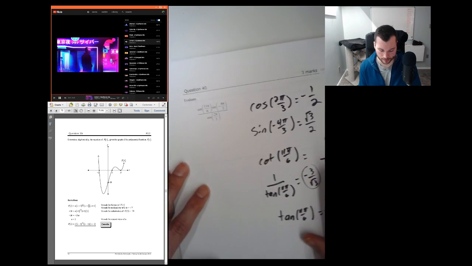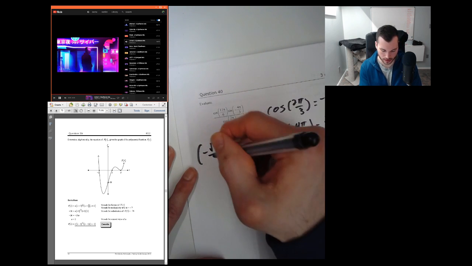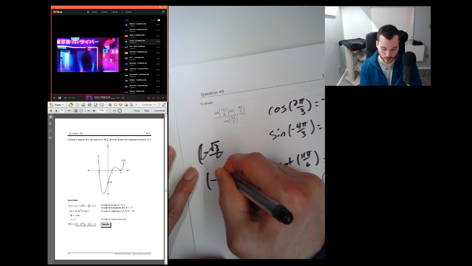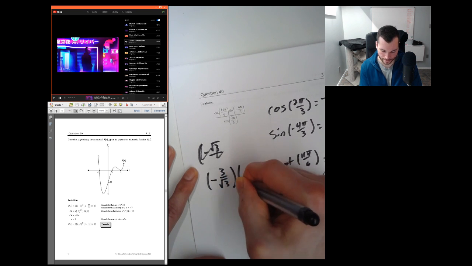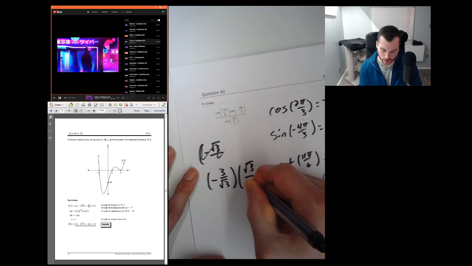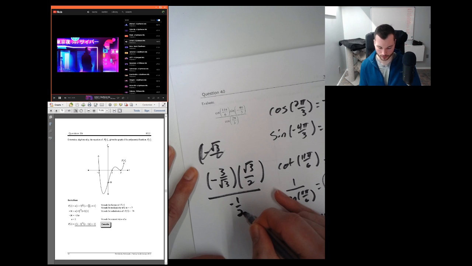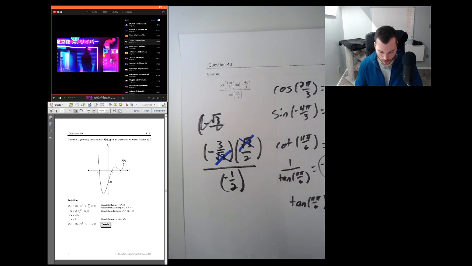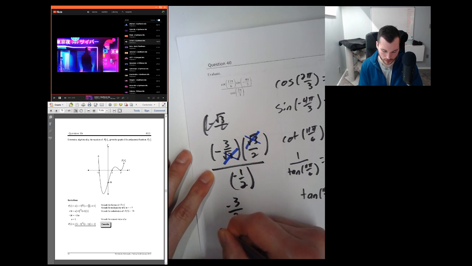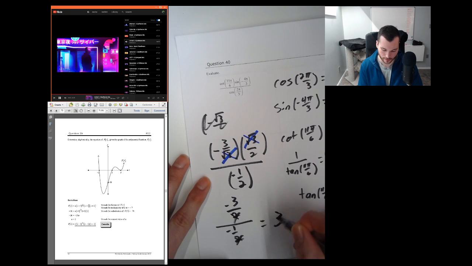Boom, boom, boom. Let's put it in. Negative root 3. Oh, I already messed it up. Negative 3 over root 3. I was reading the wrong thing. We got sine to be root 3 over 2 divided by negative a half. Cool. We got some simplifying stuff to do. Negative 3 over 2 over negative 1 over 2. Hey, we got some more booms. Final answer 3.